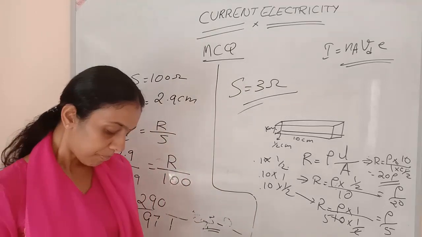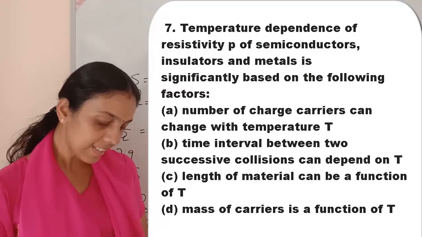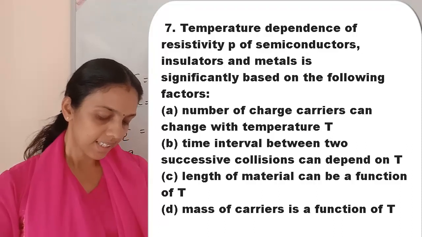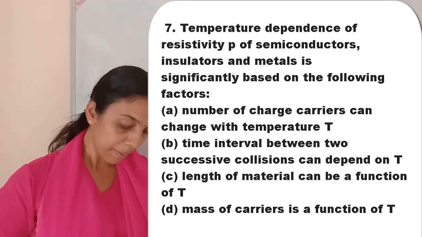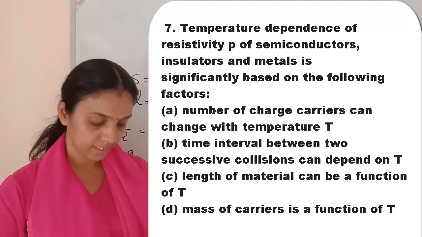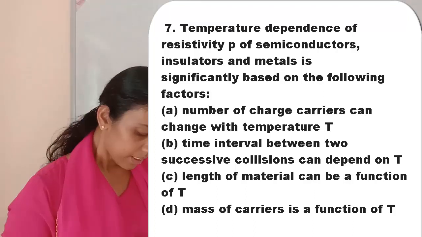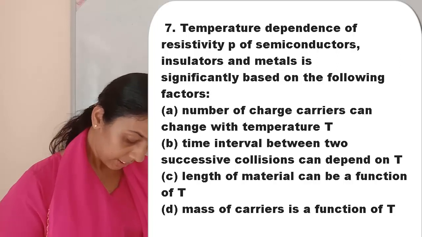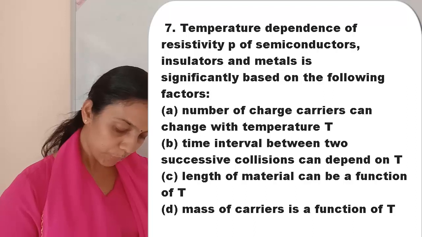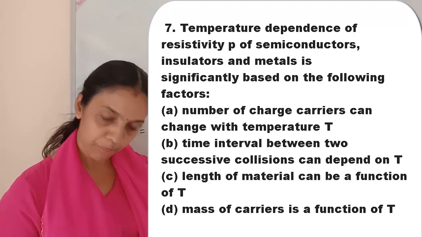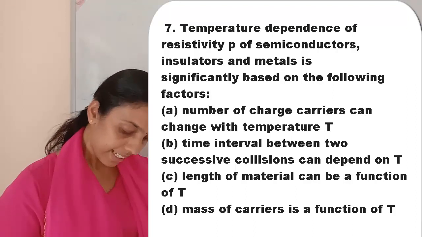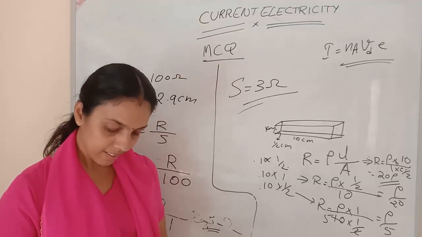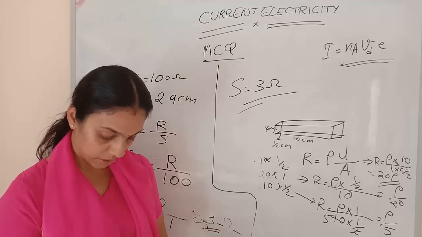Then the next one is, the temperature dependence of resistivity of semiconductors, insulators and metals is significantly based on the following factors. The options are given. The number of charge carriers can change with temperature T. The time interval between two successive collisions can depend on temperature. The length of material can be a function of temperature. Mass of carriers is a function of temperature.